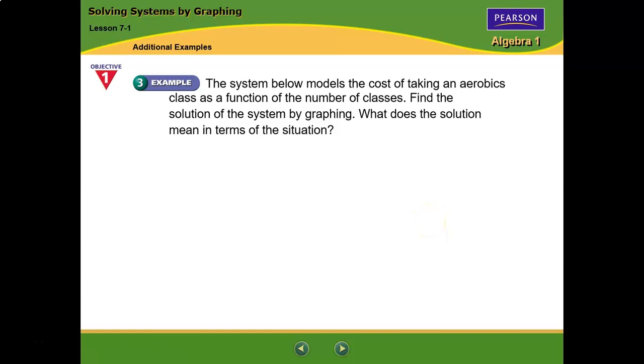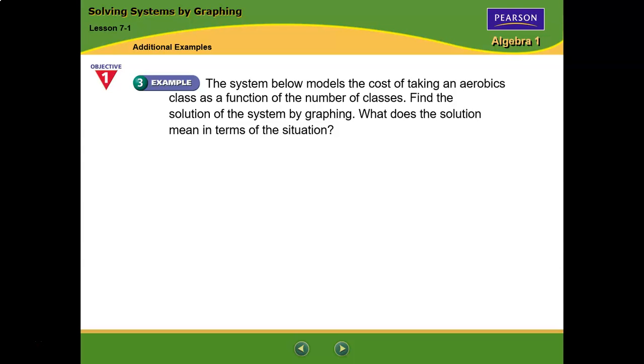Good morning, guys. We're going to continue our discussion with Lesson 7.1, Solving Systems of Equations by Graphing. But today we're going to be looking at a couple application problems, word problems. We're going to see how they are used in the real world.